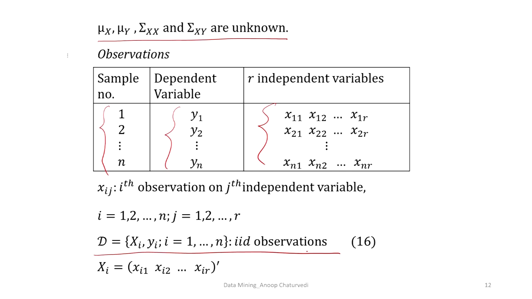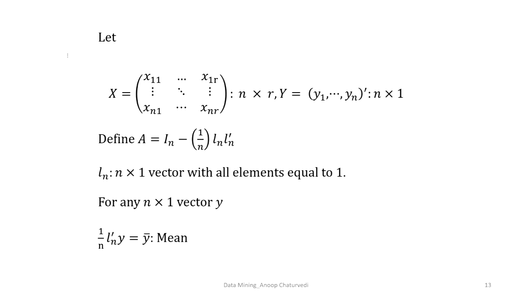You have IID observations, where capital X i is equal to X i1, X i2, so on X ir transpose. Then we write this data matrix. This is n cross r data matrix as say x 11, x 21, so on x n1, and so on x 1r, x 2r, so on x nr. So, this is n cross r matrix. Y equal to y 1, y 2, y n transpose, y is n cross 1 vector. Now, suppose we define A equal to I n minus 1 upon n ln ln transpose, where ln is n cross 1 vector with all elements equal to 1.